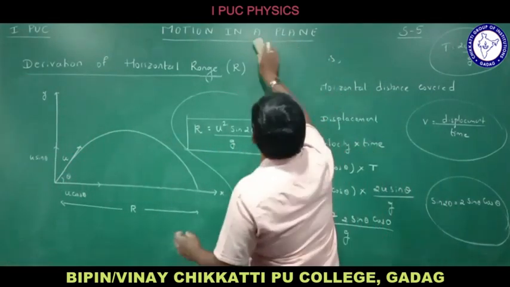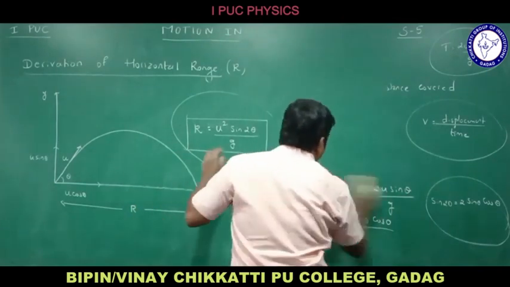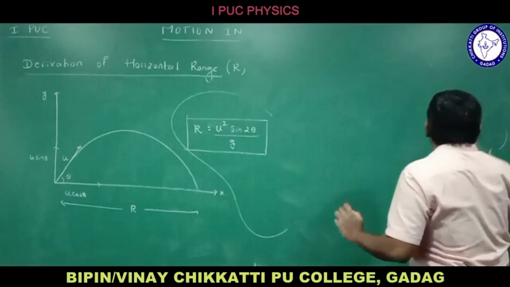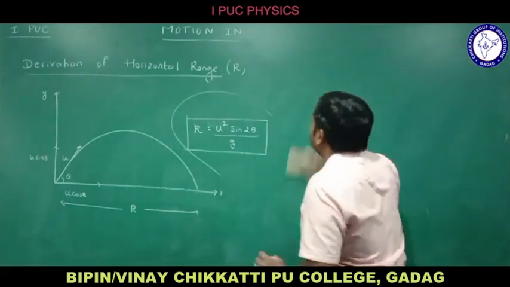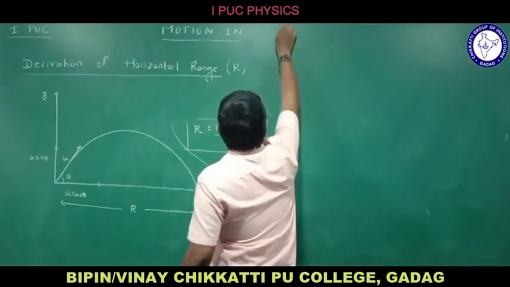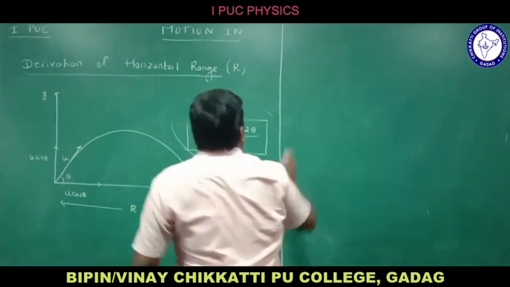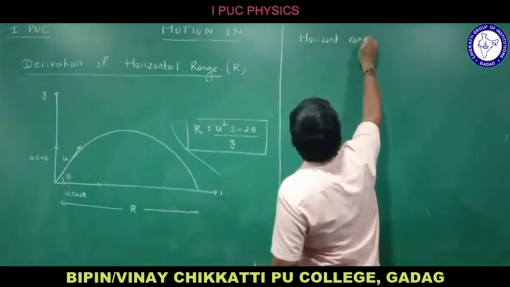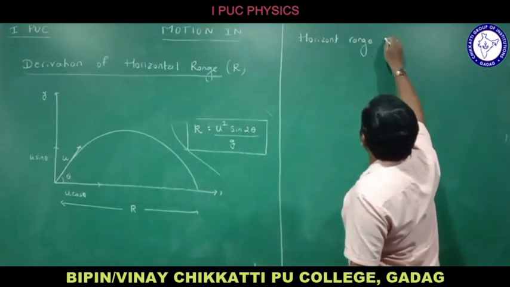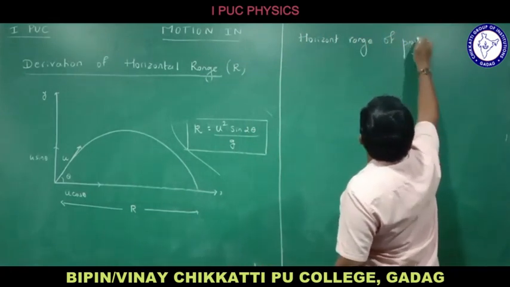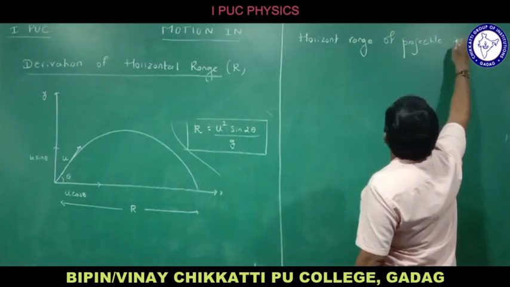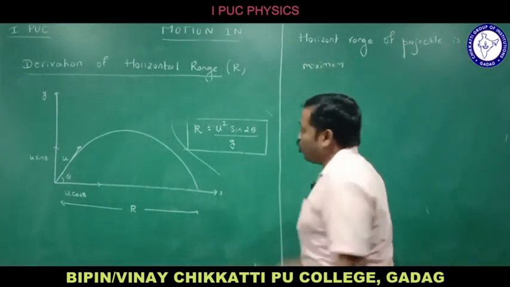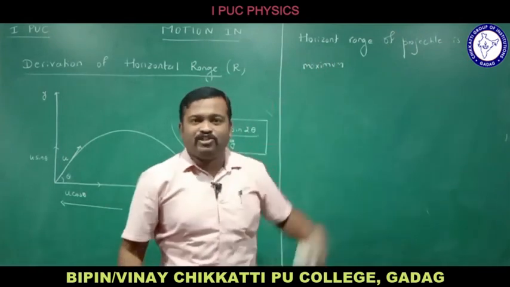Now after completing this expression, let me move on to when the horizontal range will be maximum. The next question that arises here is, when will the horizontal range be maximum? We know the expression for horizontal range. I need to find when the horizontal range of the projectile is maximum. Horizontal range means this is the range. When will it be maximum?